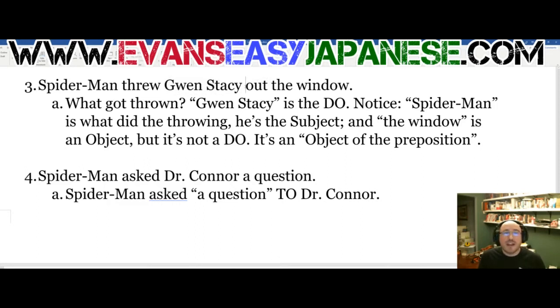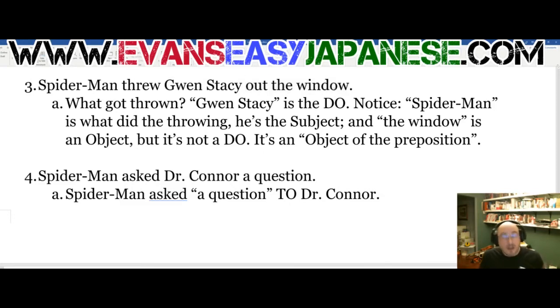And where did he throw her? He threw her out the window. This would be an object of the preposition, not a direct object. And that is why Gwen Stacy is the direct object. You see the word out? That's a preposition. In English, this is how we identify that the window is not the direct object. That doesn't work so much in Japanese.